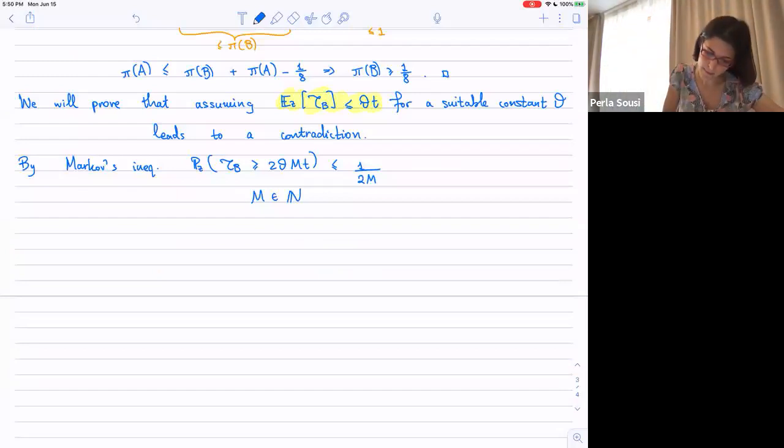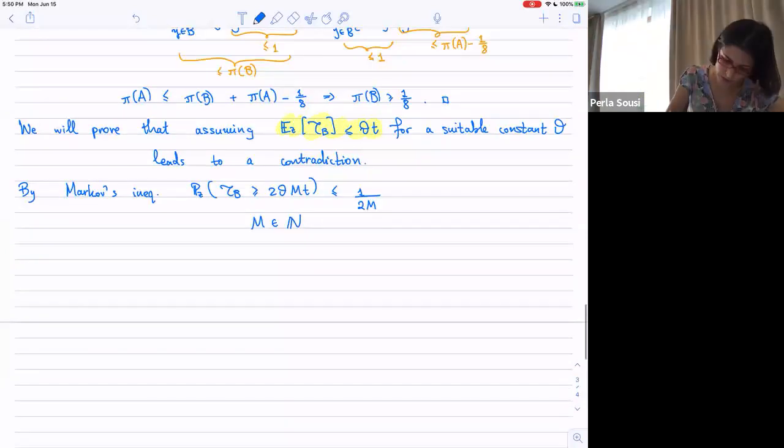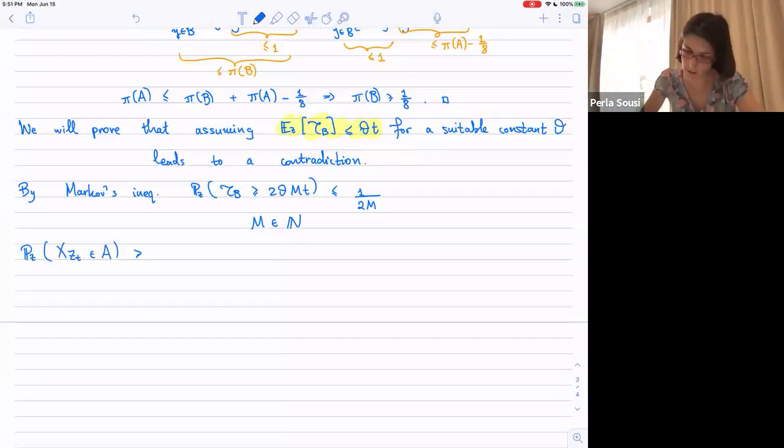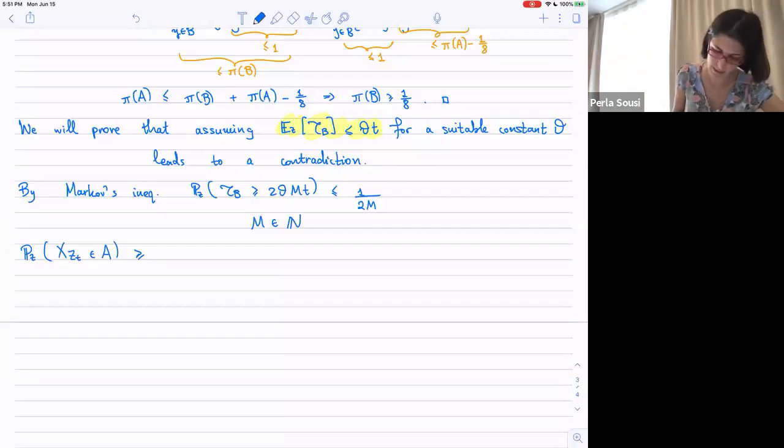So now I'm going to get to the contradiction for the point Z. So the probability starting from Z that X_Z,t is in A. I'm going to show that by choosing the value of m sufficiently large and theta small, we're going to get a contradiction to the fact that Z was a bad starting state.